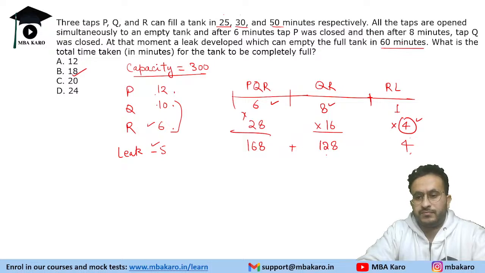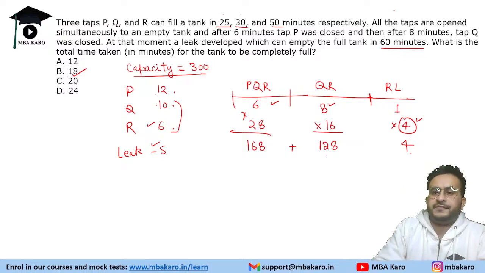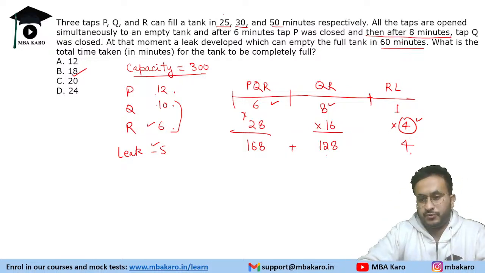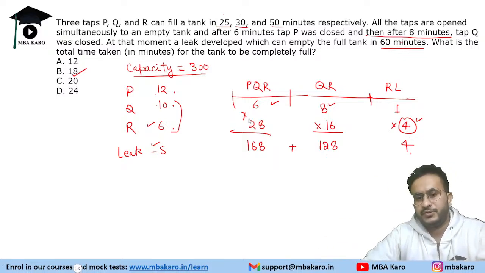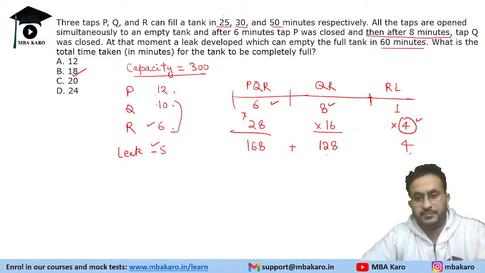Okay. So it is given that after 8 minutes, post that, not from the beginning. After that, P is closed, and after that 8 minutes, Q is closed.